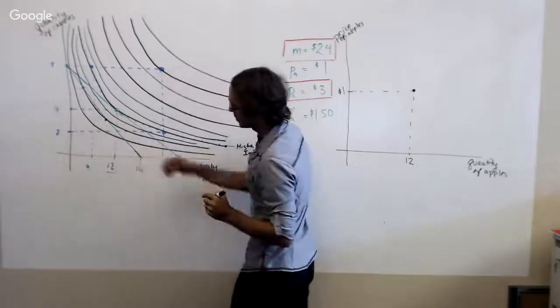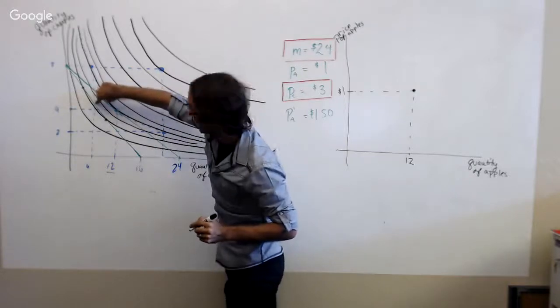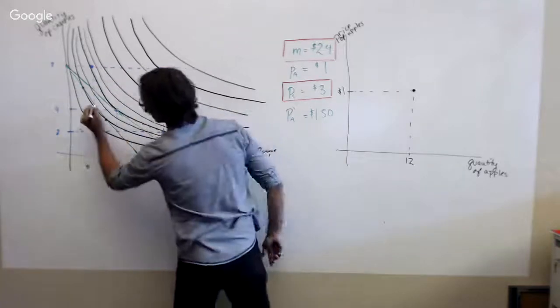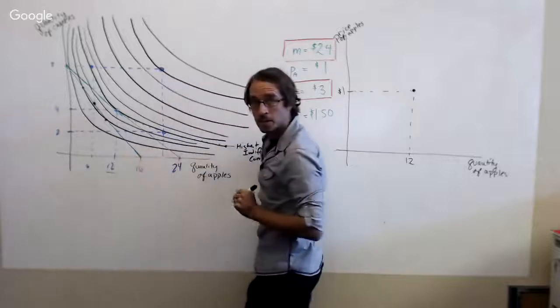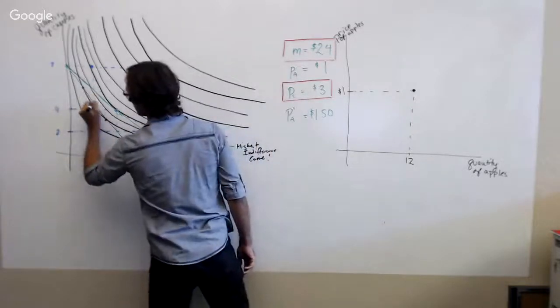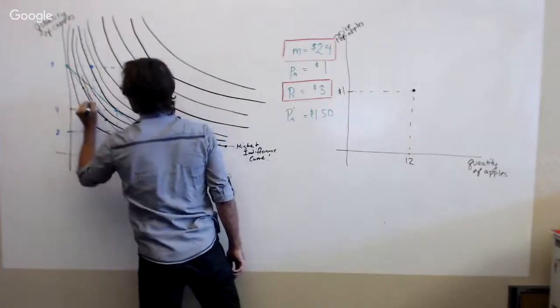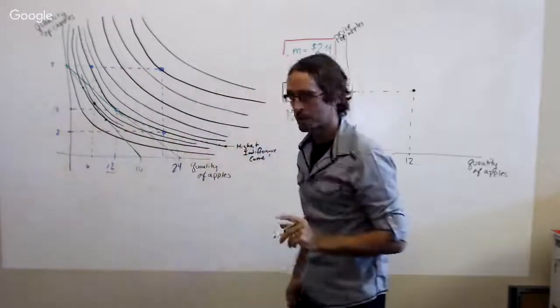Well, the answer is yes, because this person could maybe pick a bundle like this one. Let's say it's this one, which has 6 apples, so that we get a nice result. And this one will be on an even higher indifference curve. I'm not going to draw this very long, but it's there, and it continues. I just don't want to ruin the graph.